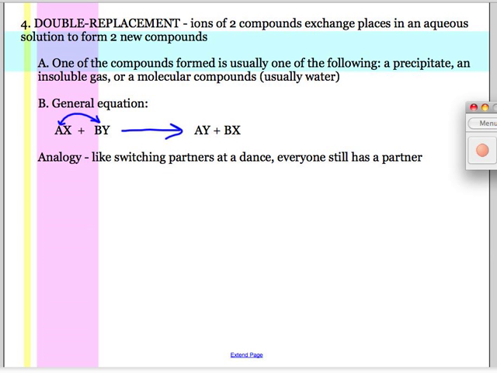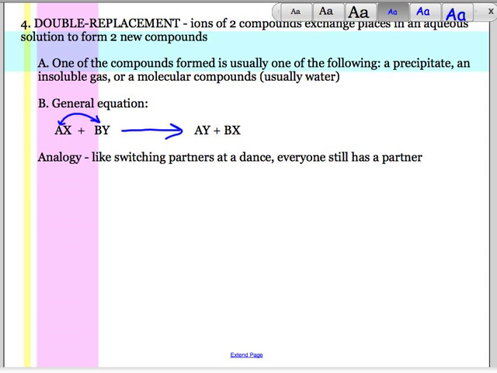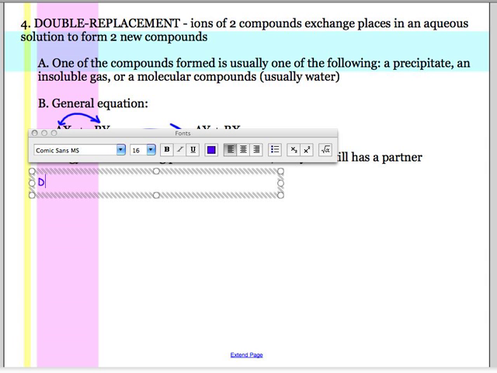So now we're moving on to double replacement, and it's very similar to single replacement, but now you have two compounds switching with each other. One thing you probably want to write down is that it does not depend on the activity series. Remember, that's only for the single replacements.